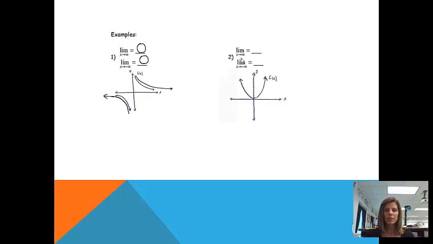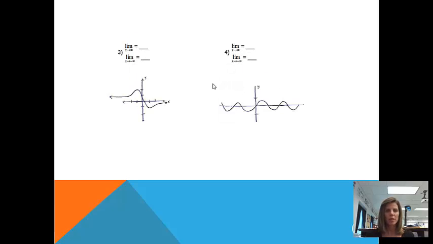All right, the next one, the limit as x approaches infinity. As I head towards the right side of my paper, I'm looking at what y value I'm headed towards, and it looks like I'm heading towards infinity. And then as x approaches negative infinity, as I'm heading towards the left side of my graph, my y value again is approaching infinity. Okay, we'll notice in this case both of them turned out to be the same thing. They don't necessarily have to, as you can see in this next example.